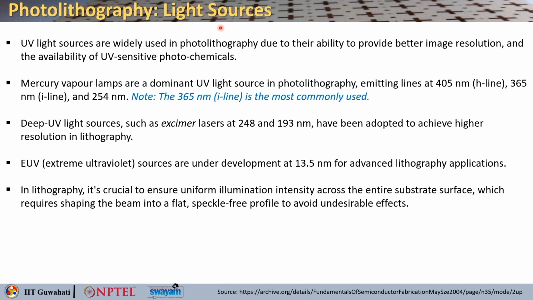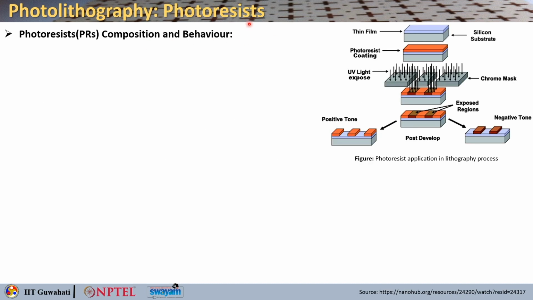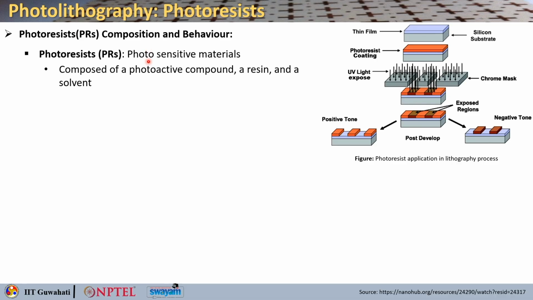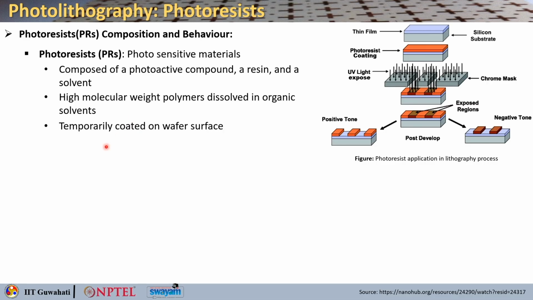Other than the light source, the second important parameter in photolithography is the photoresist. Photoresist composition and behavior decide how you are going to do the lithography process. Photoresists are photosensitive materials composed of photoactive compounds, a resin and a solvent. High molecular weight polymers can dissolve in organic solvents, and they are temporarily coated on the wafer substrate. So, this is where you have your silicon substrate and then a thin film, and on top of that you do the photoresist coating.